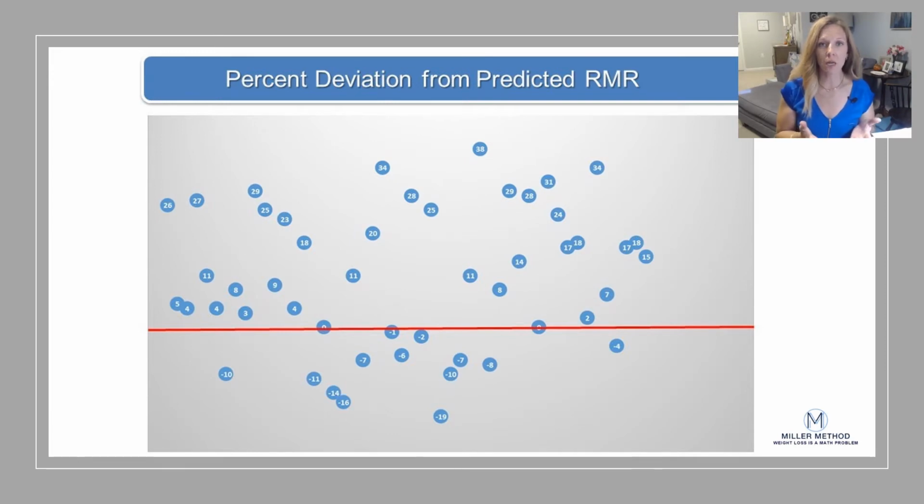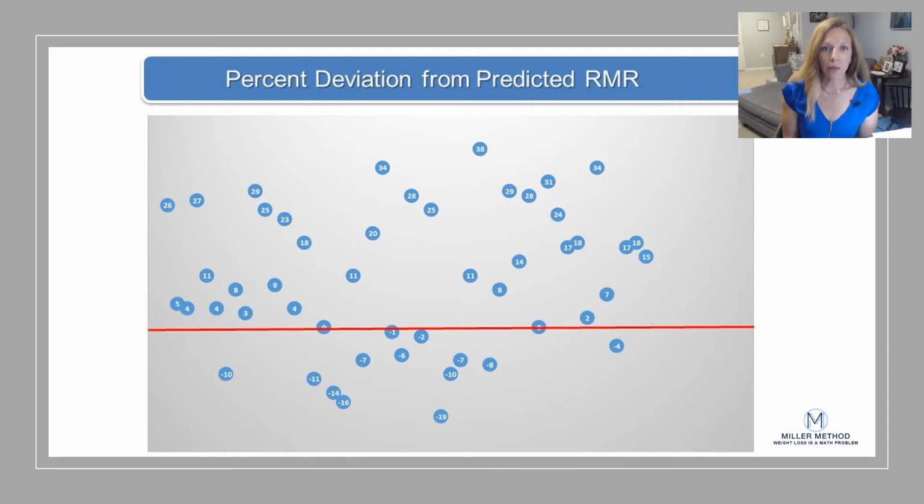So what we did was we randomly pulled RMR results from our clients who had come in over the years. There are 50 clients represented on this graph here. And then we compared their actual measured metabolisms to the predicted level.